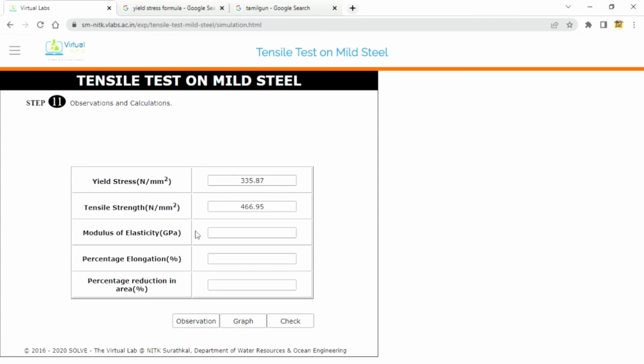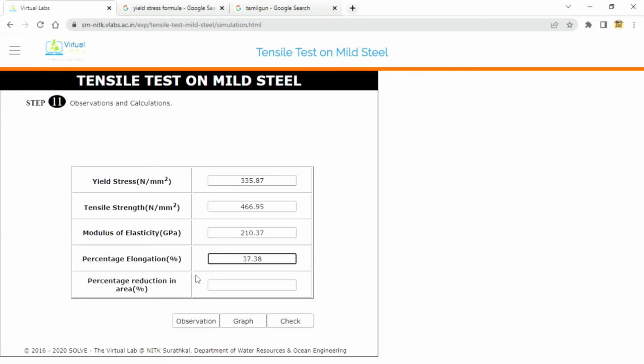For the third one, modulus of elasticity, the formula is slope times 1 over least count times gauge length over original area, which is 2.14 times 1 over 0.01 times 120 over 122.07, which the answer is 210.37 GPa. And for the percentage elongation, the formula is final length minus punch mark times 2, divided by punch mark times 2, overall times 100, which the percentage we get is 37.38%.